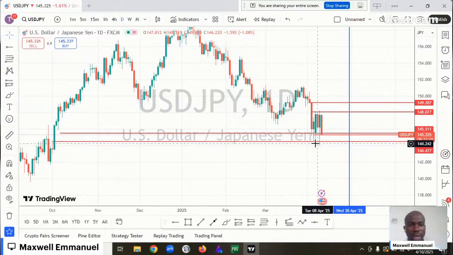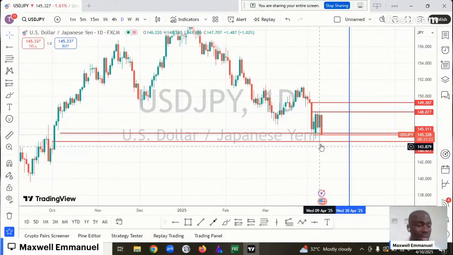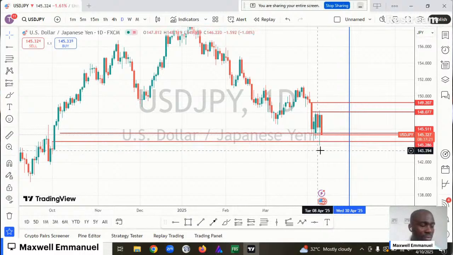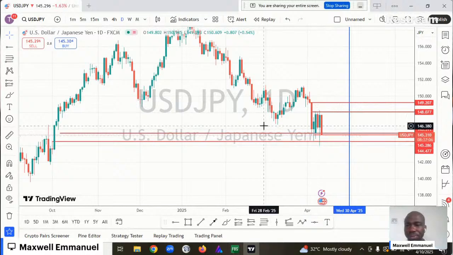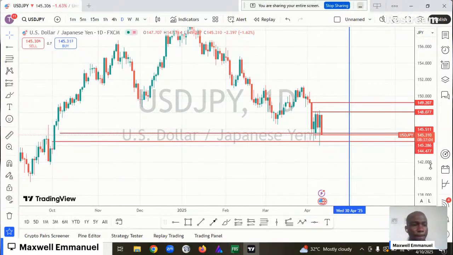It's likely going to come for this low. It's likely going to come for the liquidity residing at this previous low. That's my expectation.